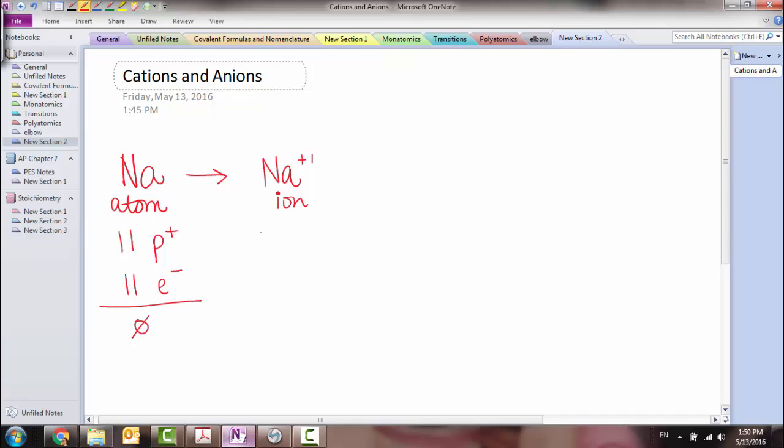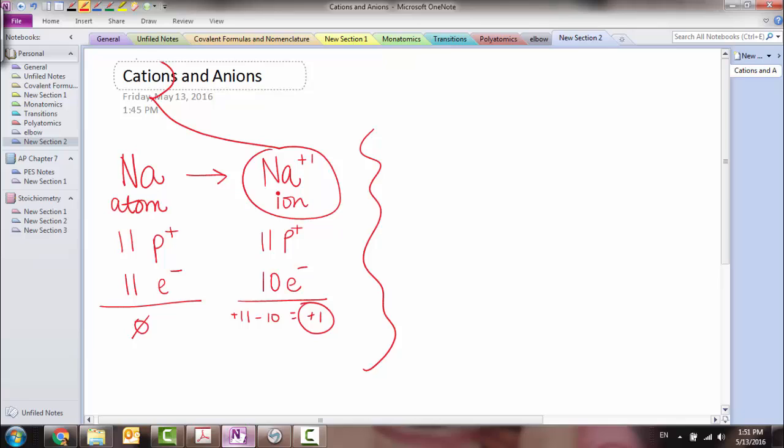But what does that mean? It's still sodium, so it still has 11 protons. That's its identity, but it lost an electron, okay? So if we add that up, 11 positive, so positive 11 minus 10 is +1. So sodium is a positive charged ion. So again, sodium is a cation.